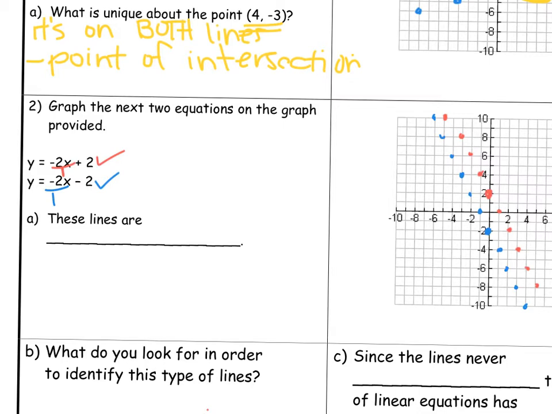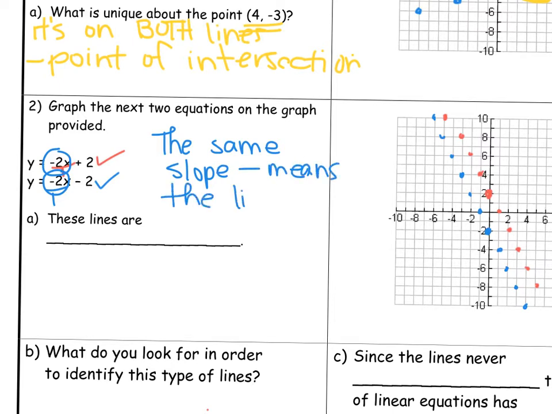So these lines do not intersect. If you look at their slopes, if you remember from part 2 in unit 2, these have the same slope. So what does that mean? That means the lines are parallel.